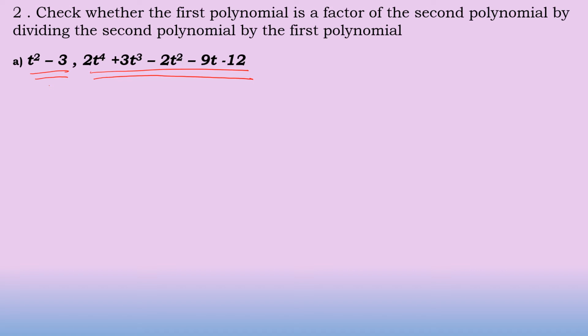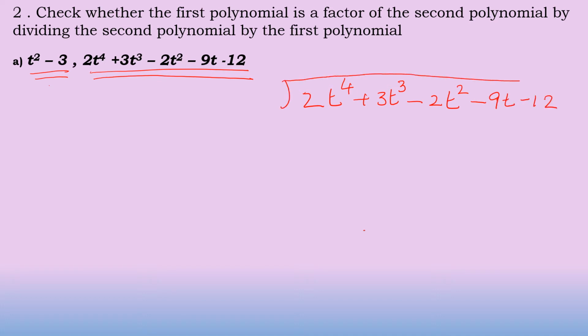So what happens if it is a factor? You get the remainder as 0. So let us see. Our dividend will be equal to 2t to the power of 4 plus 3t to the power of 3 minus 2t square minus 9t minus 12. We need to divide it by t square minus 3. So what is the first term in your dividend?